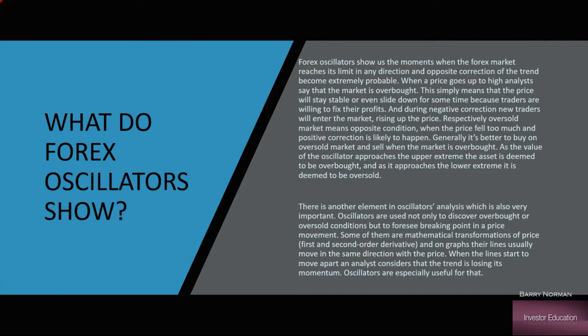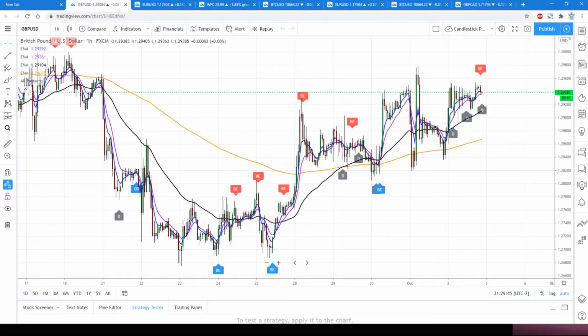So Forex oscillators show us the moments when the Forex market reaches its limit in any direction and an opposite correction of the trend becomes extremely probable. That's an important word, probable. So before we go on, let me pop up some charts, and we'll help you look at these things so that you understand what we're talking about.